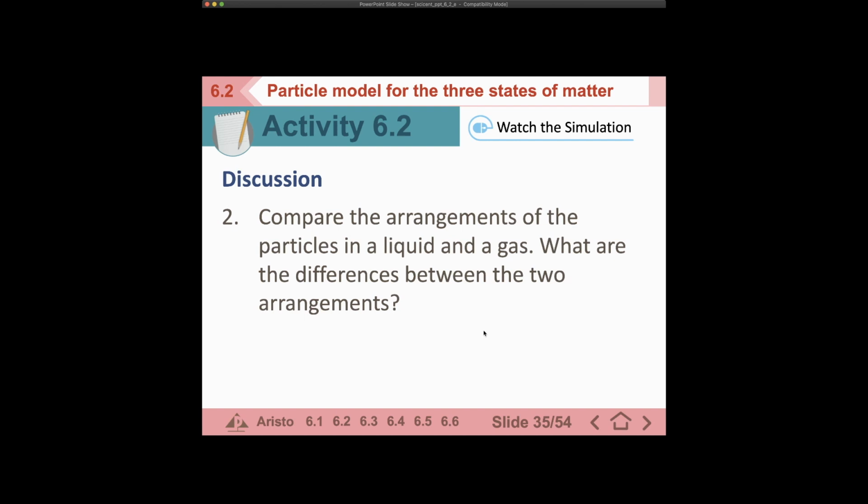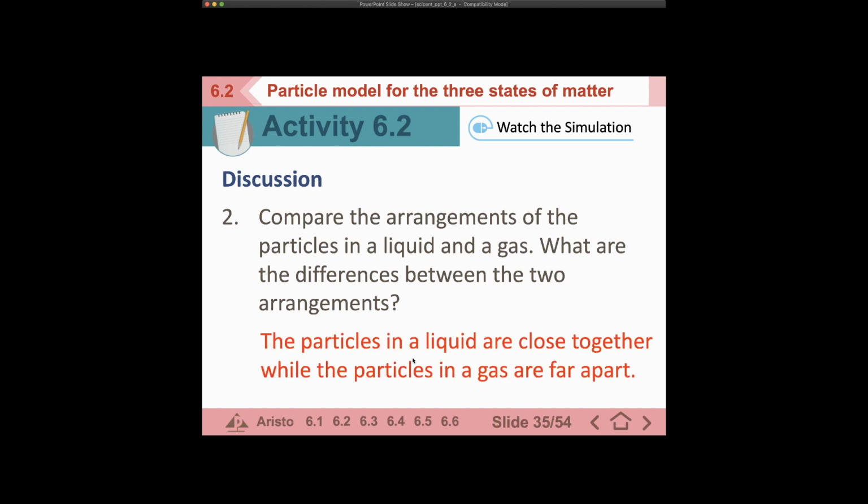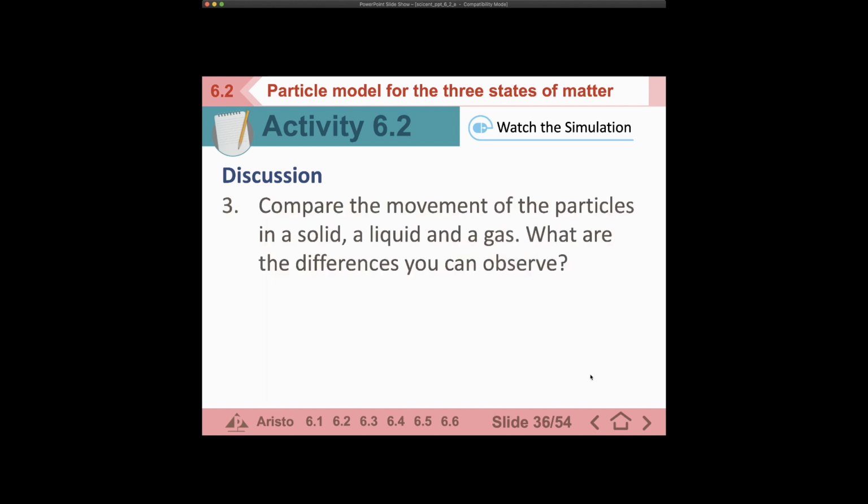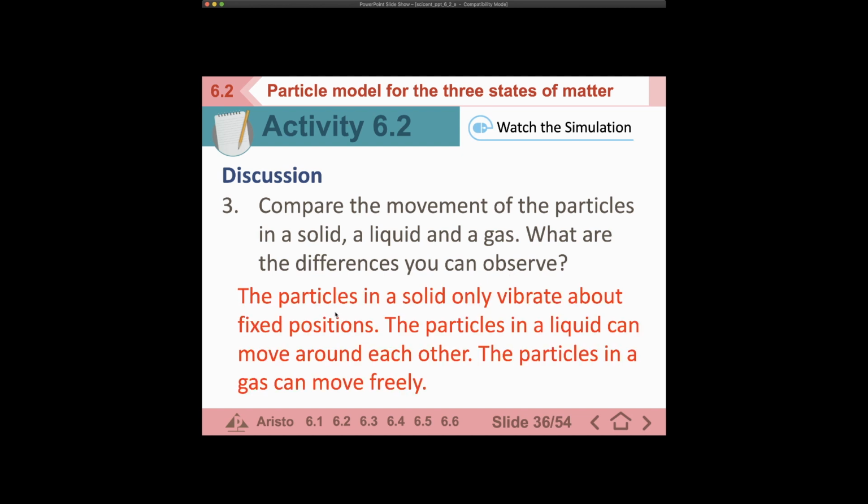And then for this one, particles in a liquid are close together, while particles in a gas are far apart. Last one, for solid, liquid, and gas. For solid, they can only vibrate about fixed position. The particles in a liquid can move around each other. And for particles in a gas, they can move freely. The key idea is freely here. For solid, that will be fixed positions and also vibrate.